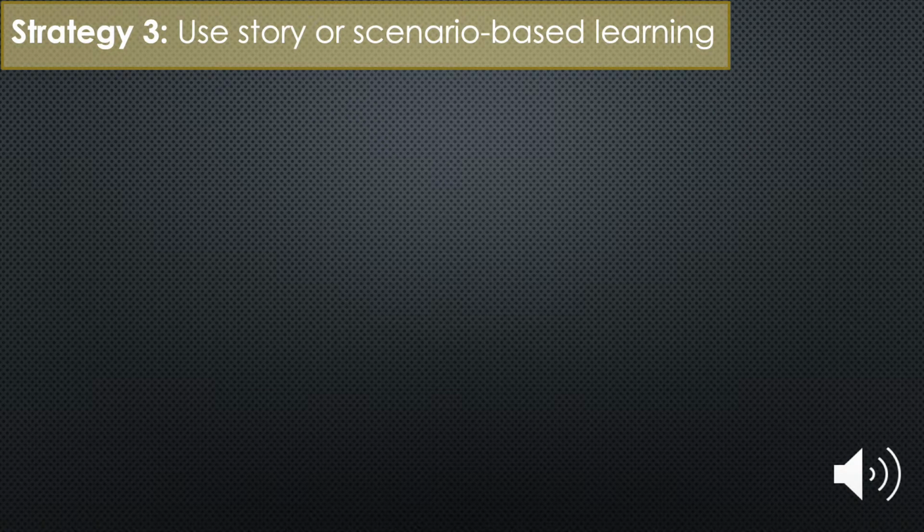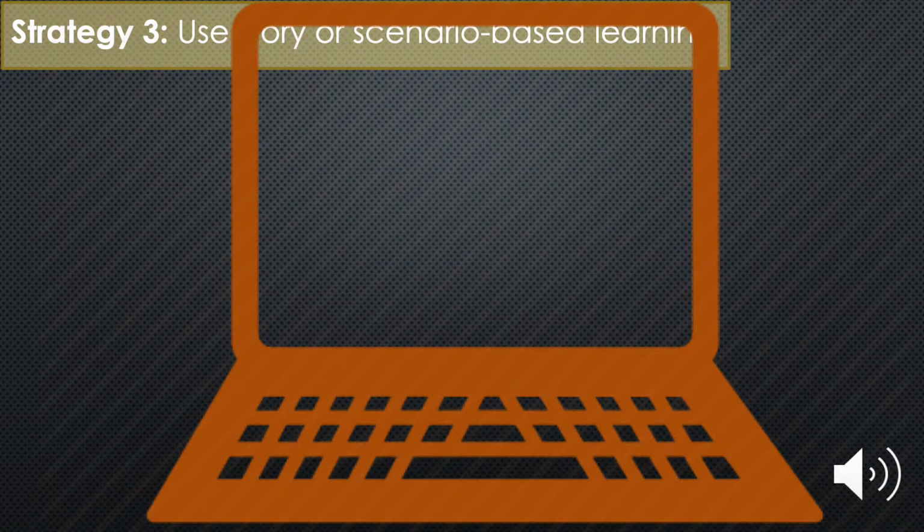Strategy 3 is using story or scenario-based learning. Storytelling is an engaging way to motivate interest and stimulate creative ideas. Designing e-learning with scenarios and storytelling can accomplish several goals and actually be more flexible than traditional computer-based training. They can be designed for individual, self-paced stories, or they can be designed for team experiences. This type of strategy is great for corporate training as well.